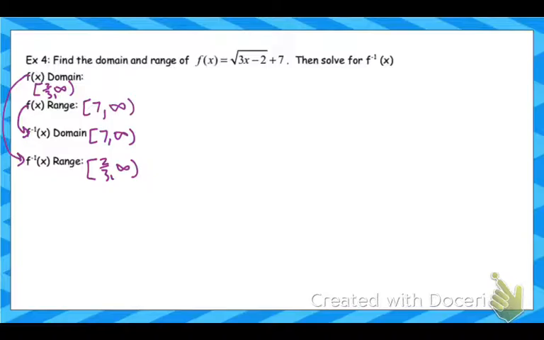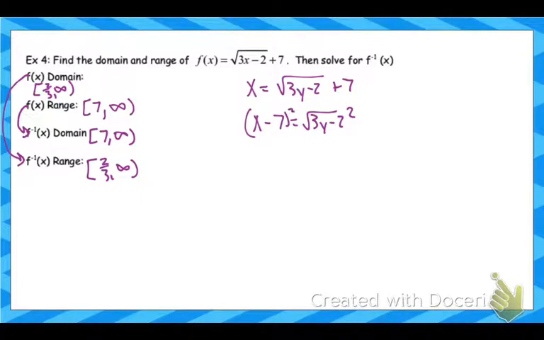So the important part is right here. When we find the inverse, we need to include this domain restriction. That domain restriction comes from the range of the original function. Now let's go ahead and solve algebraically for our inverse. So I'm going to switch x and y, subtract 7, square both sides. And again, when I square both sides, I'm going to leave it in that form because that's how it looks when we do our transformations.